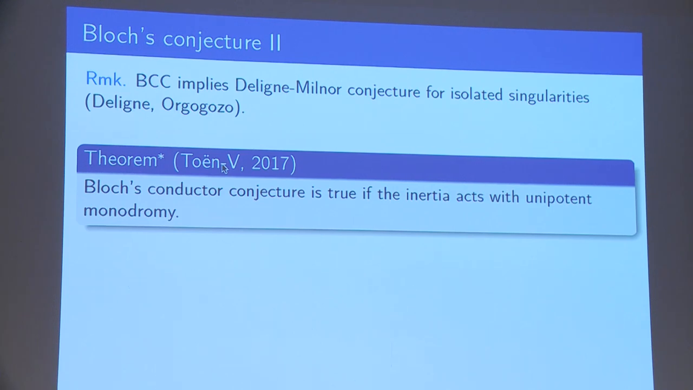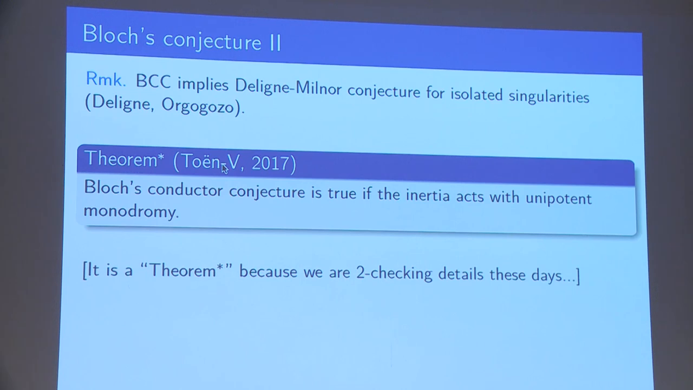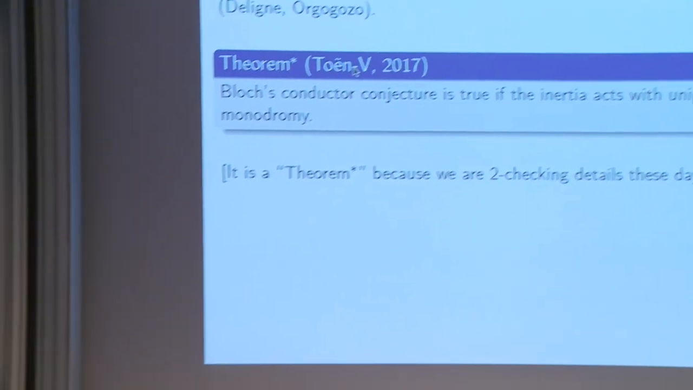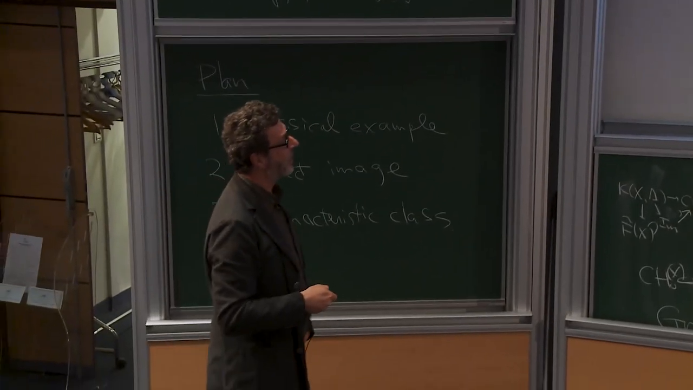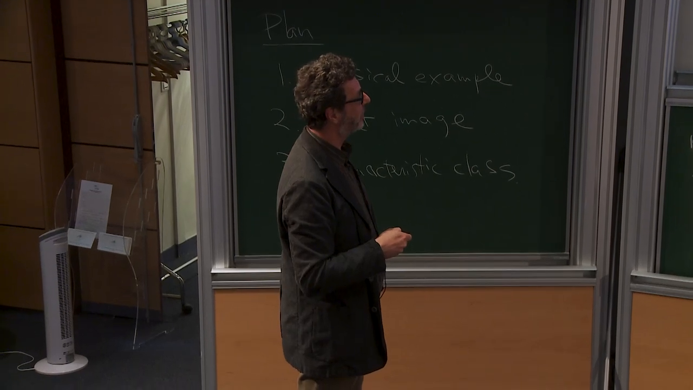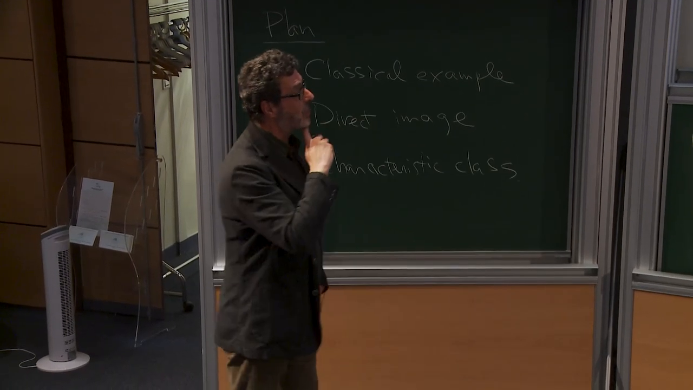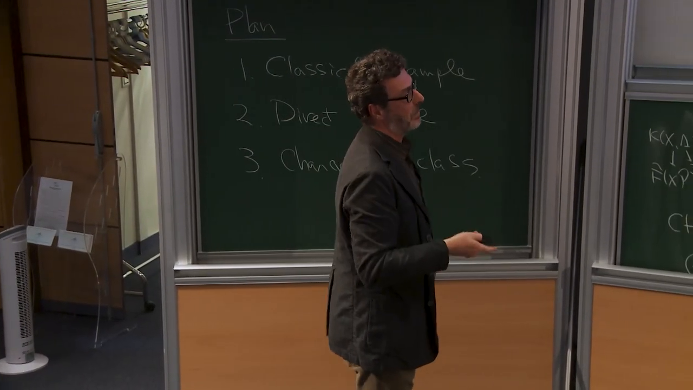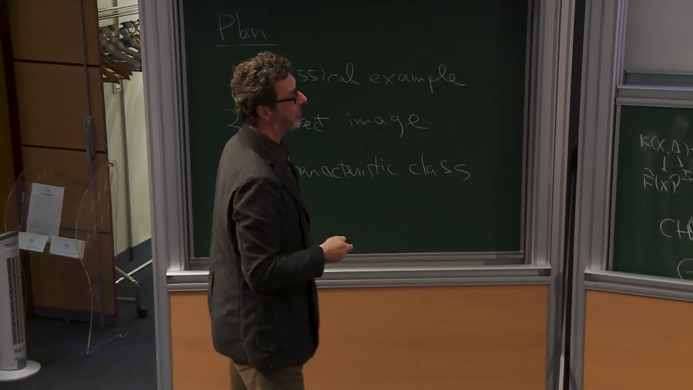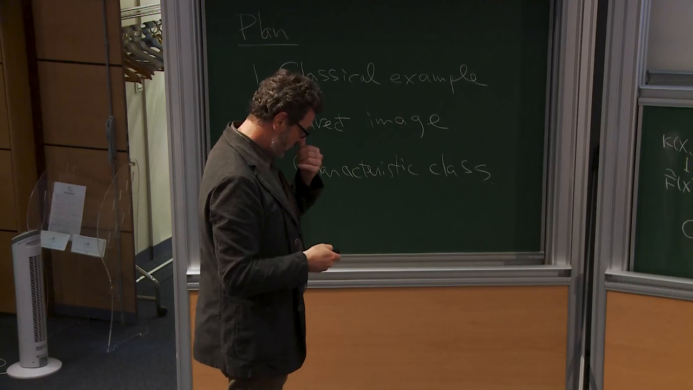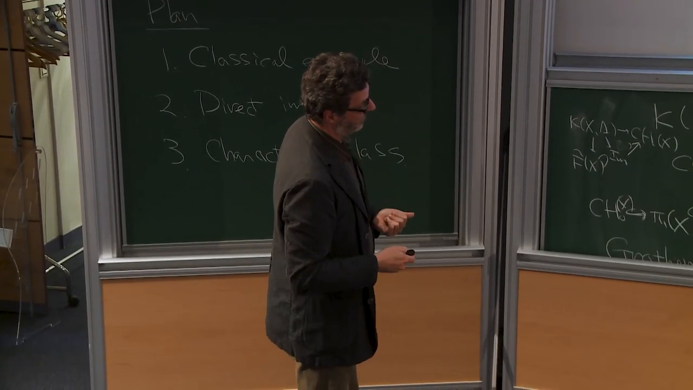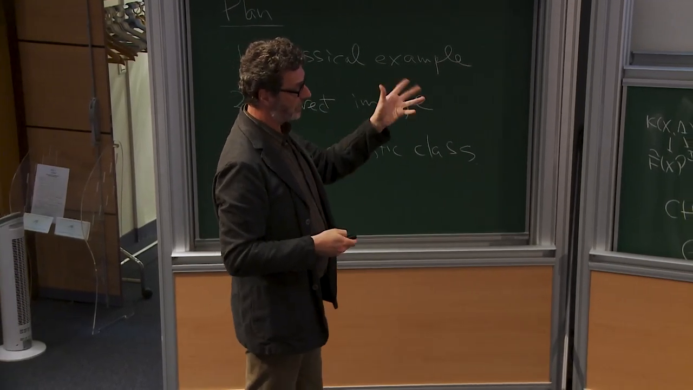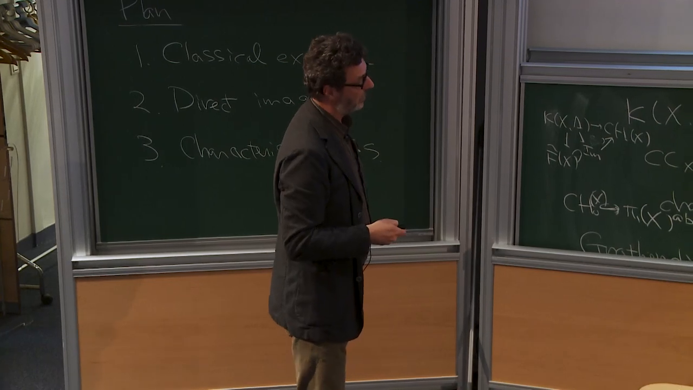So the theorem that we have is that Bloch's conductor conjecture is true when the inertia acts with unipotent monodromy, with no hypothesis on the reduced geometric fiber. Let me tell you why it's a theorem star: because we are double checking the details these days, so I want to be prudent. But anyway, unipotent monodromy is more general than Kato-Saito because we have no hypothesis on the reduced special fiber. When the action of the monodromy is unipotent, the Artin conductor is zero, so the formula says the self-intersection of the diagonal is equal to the difference of l-adic Euler characteristics.